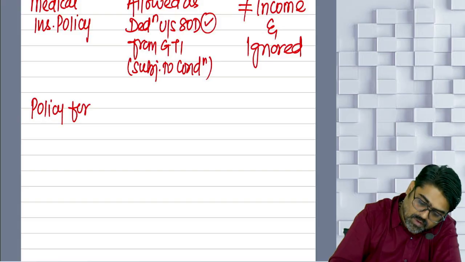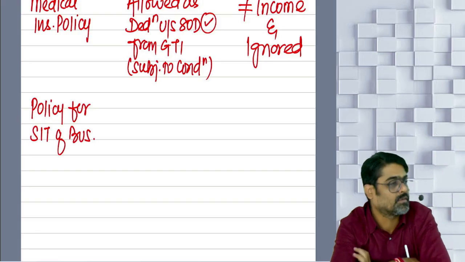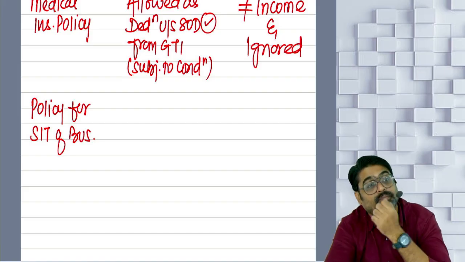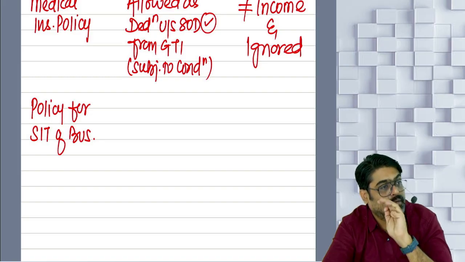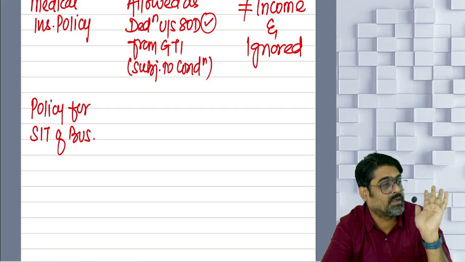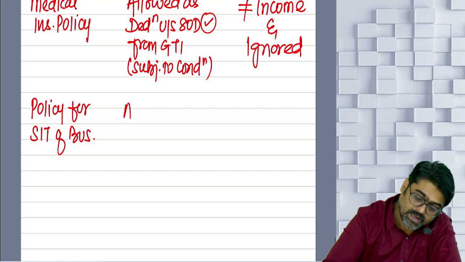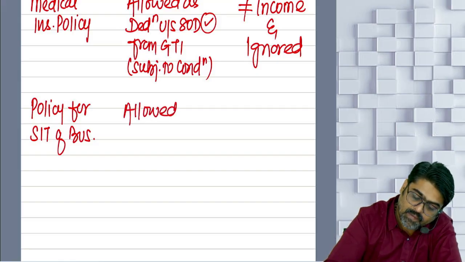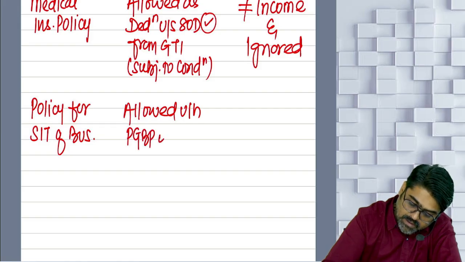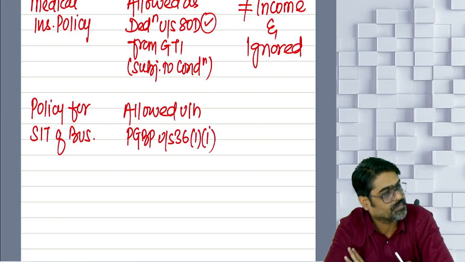Policy for stock in trade of business. Can you take the policy for stock in trade of your business? Yes or no? Will you pay the premium? Premium is paid for the stock in trade of the business. Is it a business expense? Yes, it will be allowed under the head PGBP, under section 36 subsection 1 clause 1.